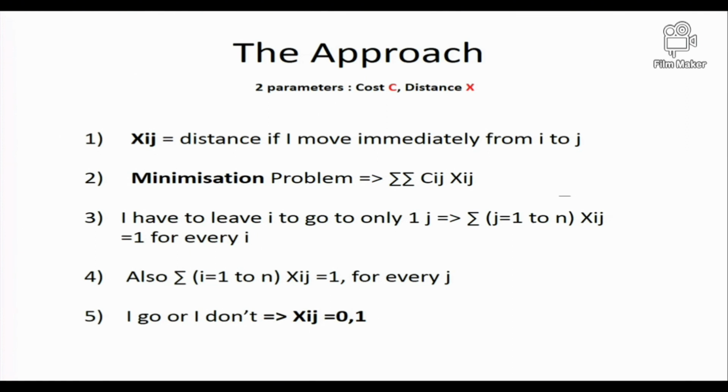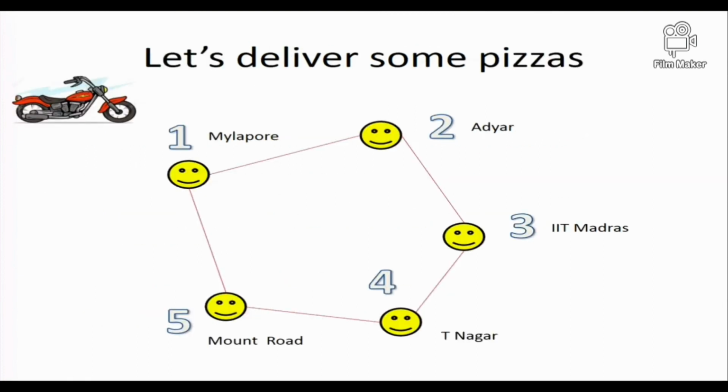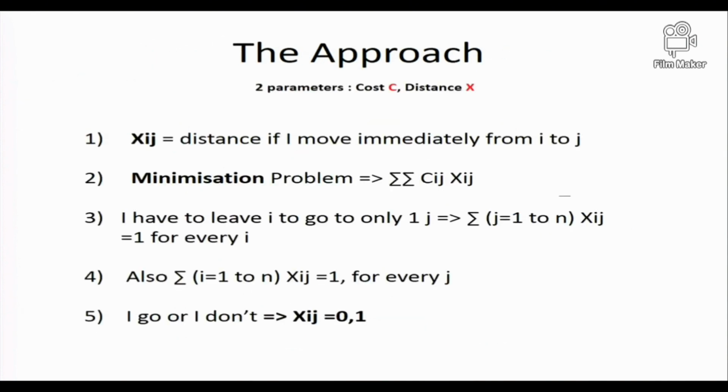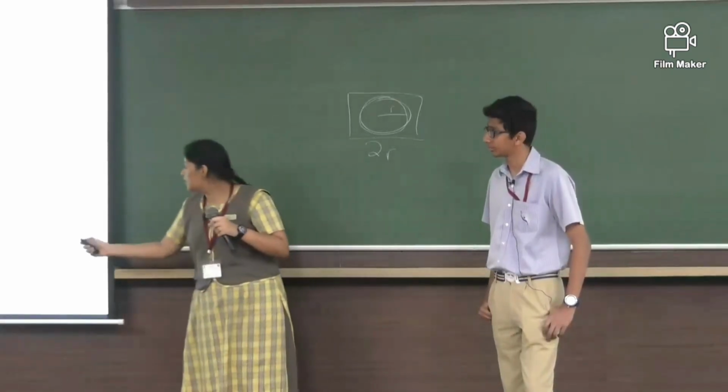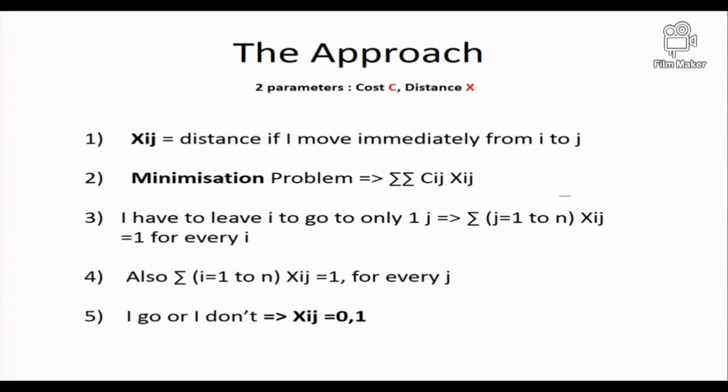Next, you know that if you leave from i, you have to go to only one j. So that gives me this particular mathematical equation. In the same way, I don't have to leave from i to j only; I can go from j to i also, right? So that gives me this. And then I either go from i to j, or I don't go from i to j. So this gives me x_ij is equal to 0 or 1.